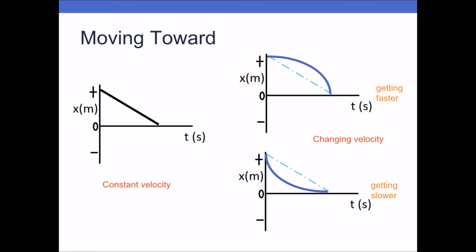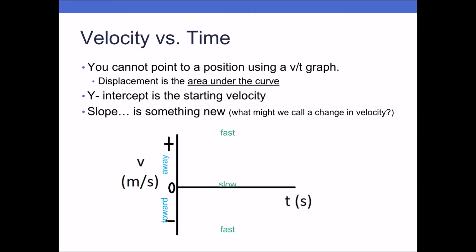For moving toward, you're going to see a negative slope on a position versus time graph. And similarly, a position versus time graph where the object is getting faster is becoming steeper and steeper, or the slope is increasing. Whereas on the one where it's getting slower, you can see again, it's flattening out towards a stop.